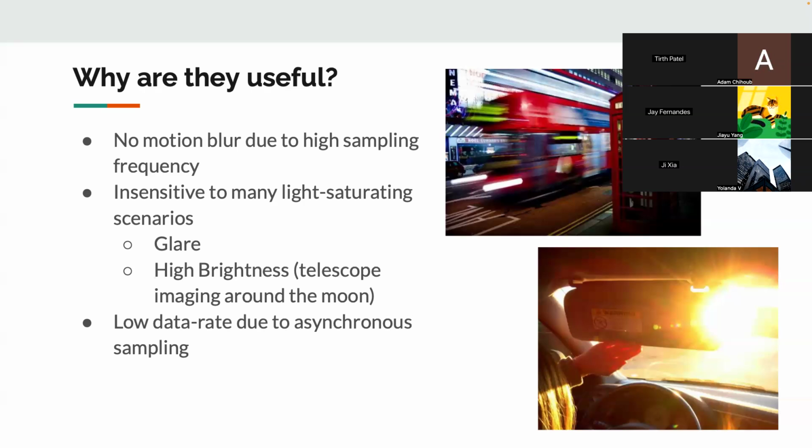And also another thing is very low data rate because you're asynchronously sampling, right? You're not taking every single pixel output at every microsecond. You're only taking some smattering. So compared to a camera of a similar sampling rate, it has a much, much lower data rate.